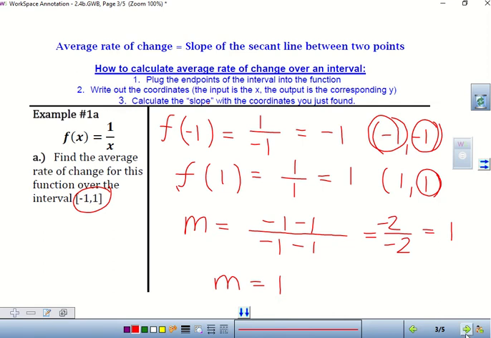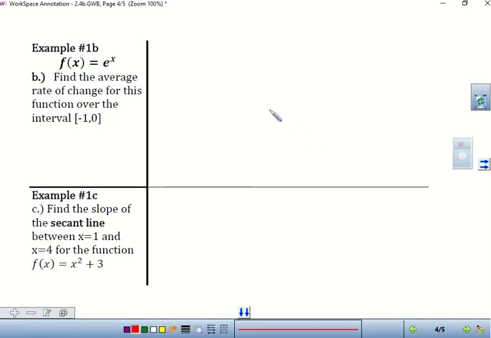Alright. So for the next one, find the average rate of change for this function over this interval. So this is an important one because you're going to notice sometimes when you calculate average rate of change, you're not going to get a nice number. You're sometimes going to be left with something that has an irrational number like e or pi.